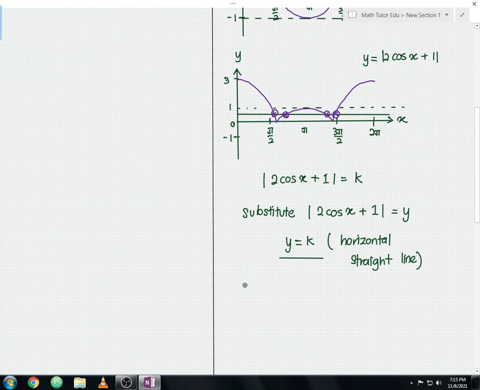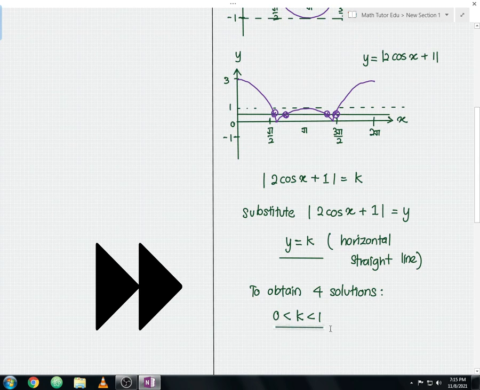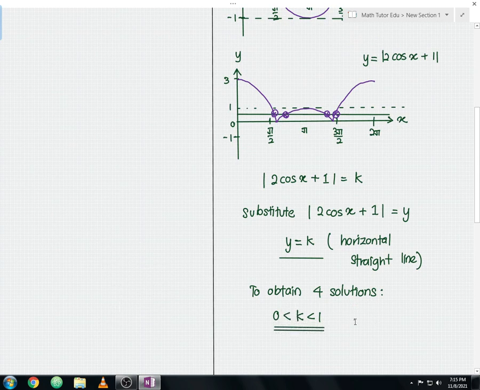To obtain 4 solutions, your k should be more than 0 and less than 1. This is your final answer, guys. We have already sketched the graph and mentioned the range of k, so let me underline the solution. That is all for the step-by-step working and solution for this question.